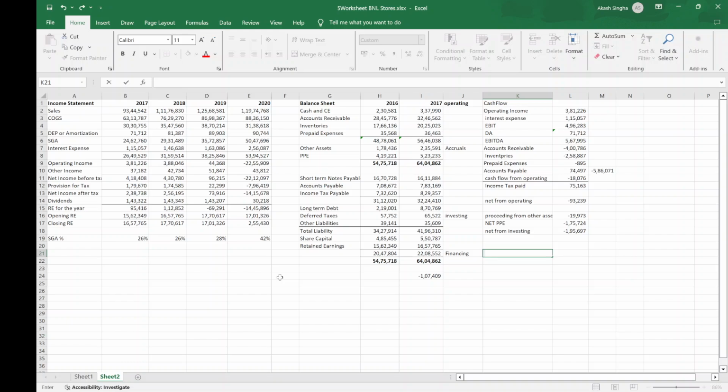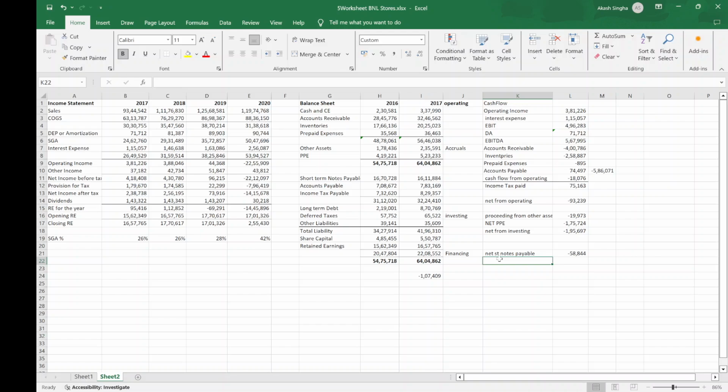Let's do the financing items. Okay. For financing, short-term notes payable, net. So payable decreased, so cash outflow. So this, this. So basically you can think of it as a liability. So for liability it's always 17 minus 16.